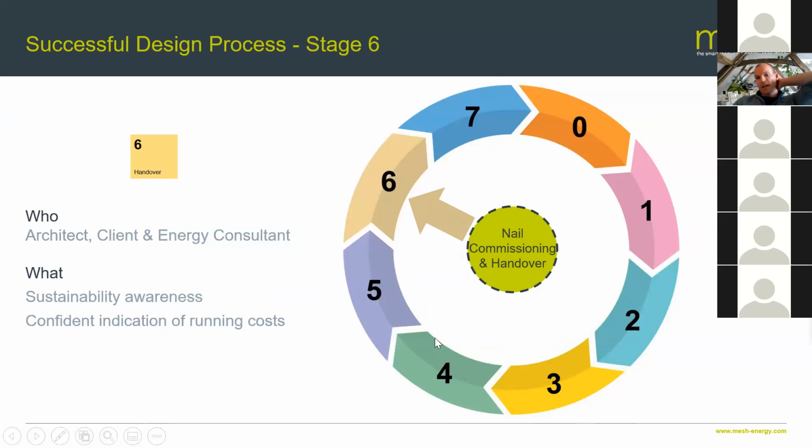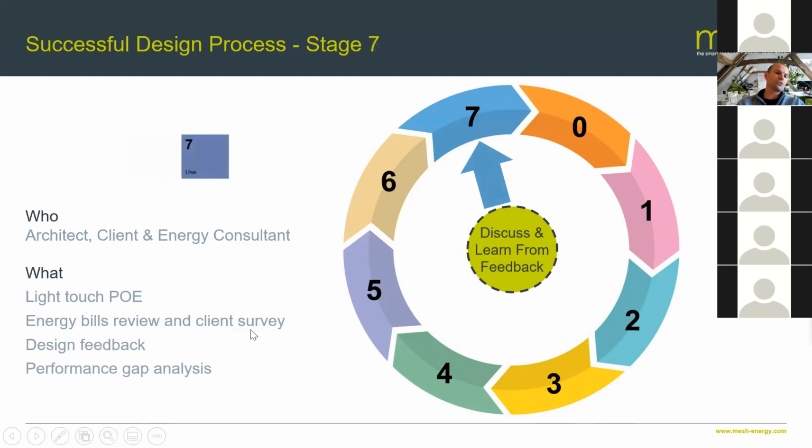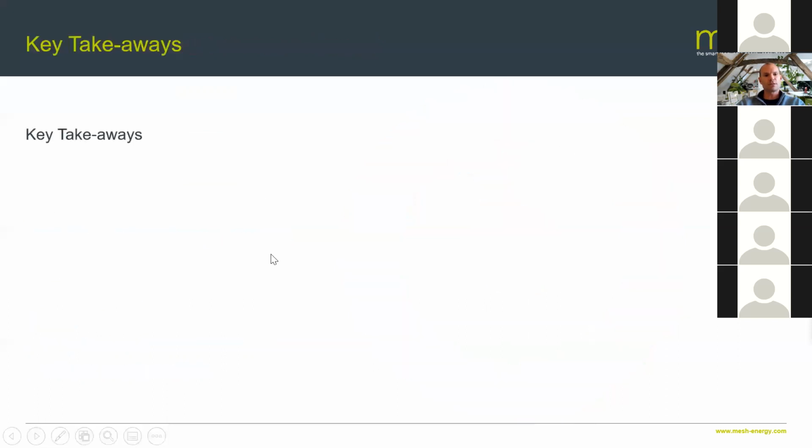And as you get into handing over, as part of commissioning the system, you've got a confident indication of running costs, because you've modeled the project, particularly if it's a new one. And you can help the client understand the systems, or the energy consultant can help you understand the holistic systems in the building. And then we get into post-occupancy evaluation. You can review the energy bills. And more importantly, as a design team, you can have a look at that performance gap analysis once you actually know how the building's performing and how it's been modeled, and then use that knowledge for your next project.